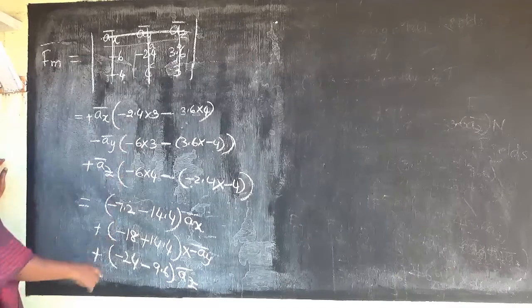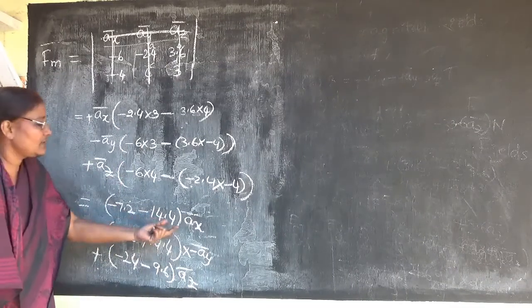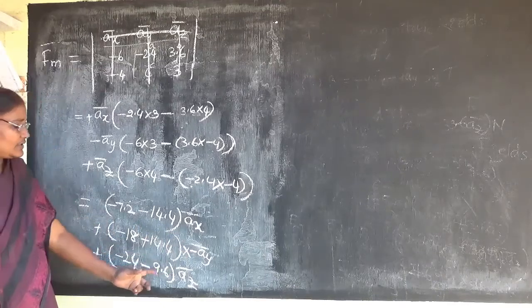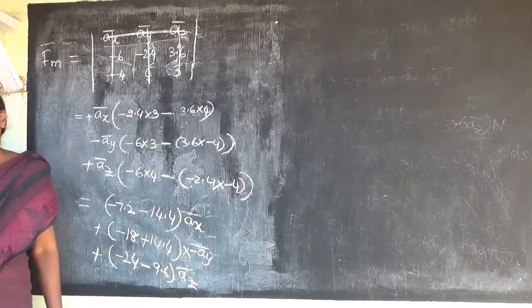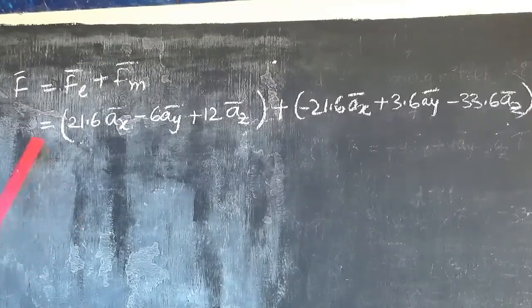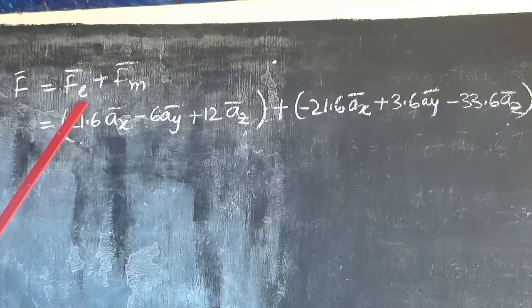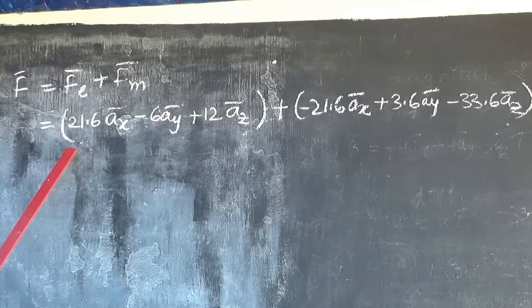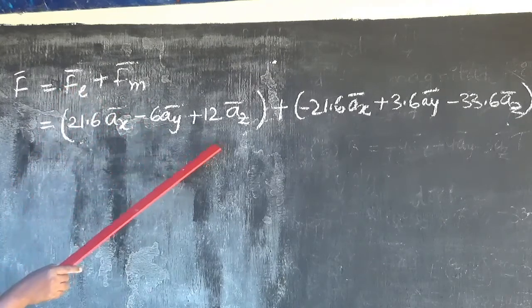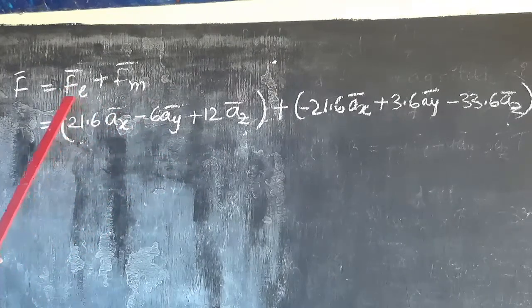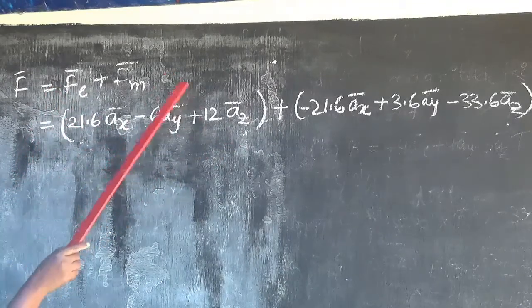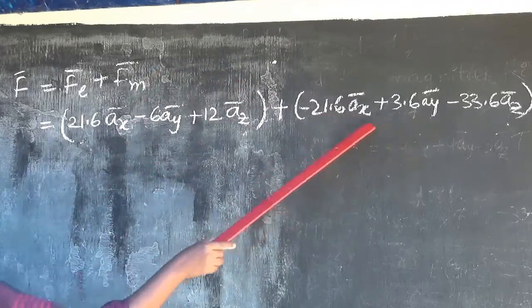So with the expansion you will get some coefficient into Ax bar, coefficient into minus Ay bar and coefficient into Az bar. So to find the total force created by the electric field as well as the magnetic field, I got the electric force component as this vector and the magnetic field component as this vector.